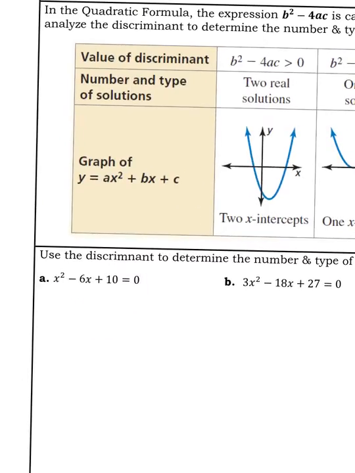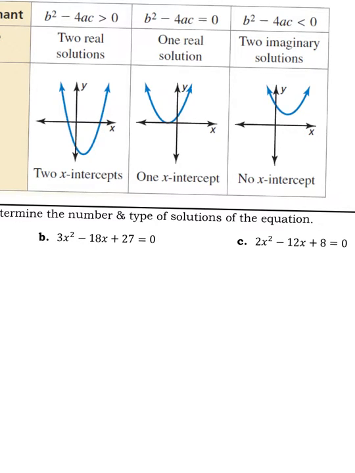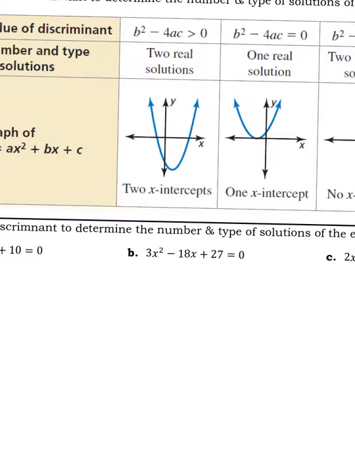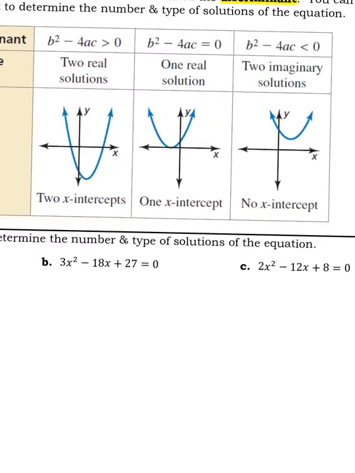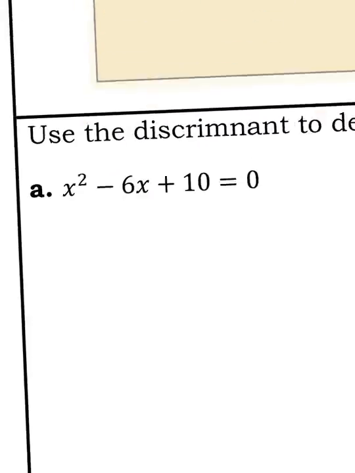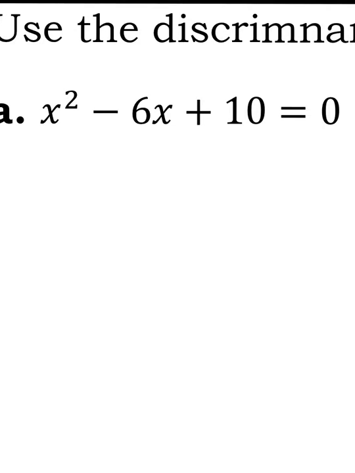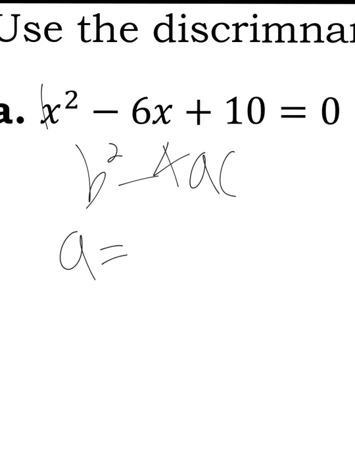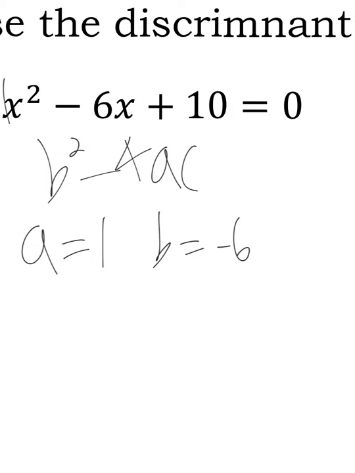Okay, so let's get into it. Here you have three quadratic equations, and you're going to use the discriminant to determine the number and type of solutions of each equation. The formula once again is b squared minus 4ac. So it's helpful to know what your a, b, and c are. So label them if you think that'll help. This is an instructional video, so I think it might help. So I am going to label my a, b, and c. I have a is 1, b is negative 6, and c is 10.